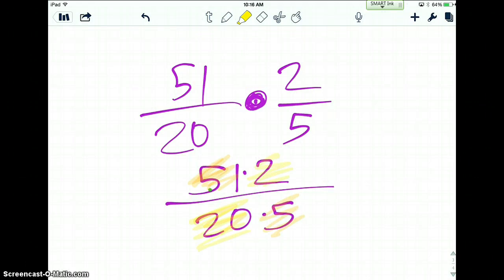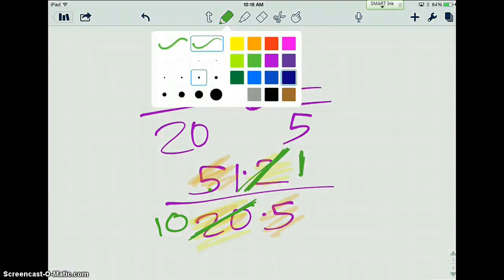Something that divides into both those? Yes, there is, you guys. They both divide by 2. Both divisible by 2. So 2 divided by 2 is 1. 20 divided by 2 is 10. So that's going to make this problem a little simpler.